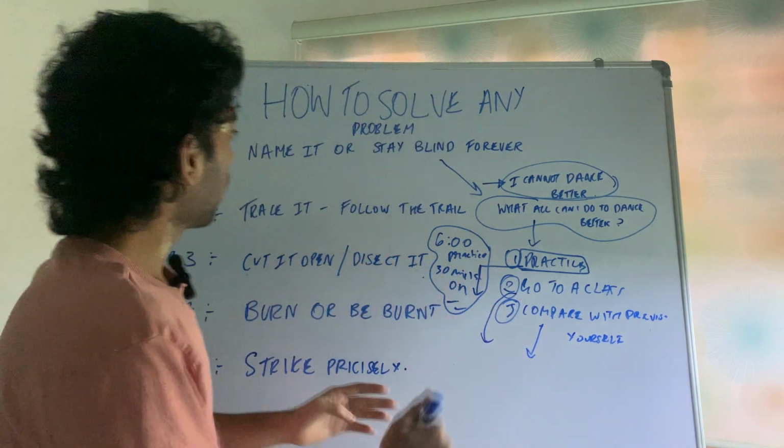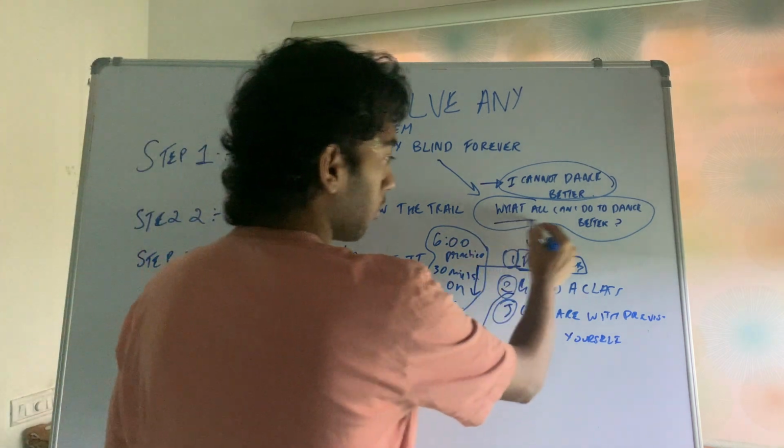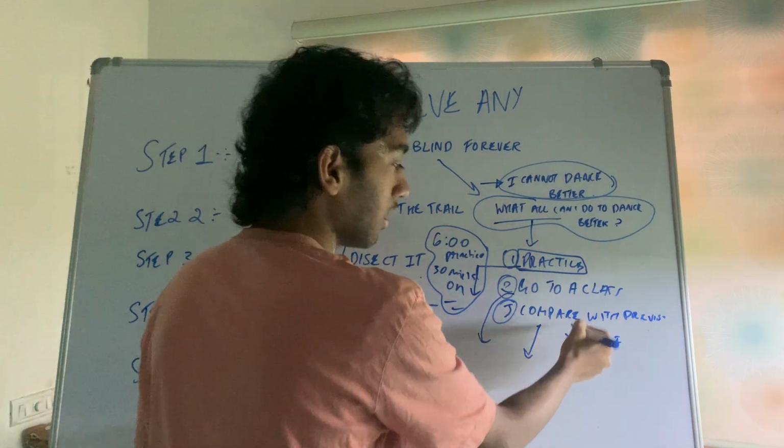So if you make sure that step 1, what do? You define the problem properly. Step 2, you trace it and follow the trail.